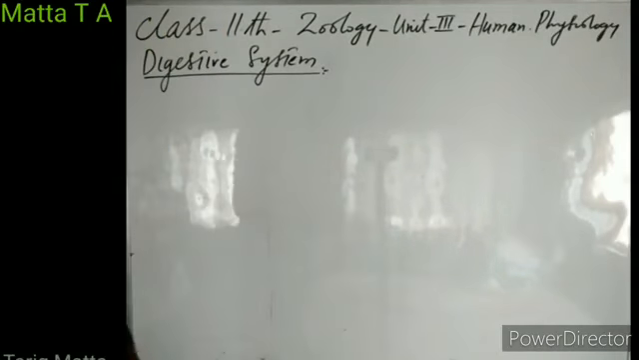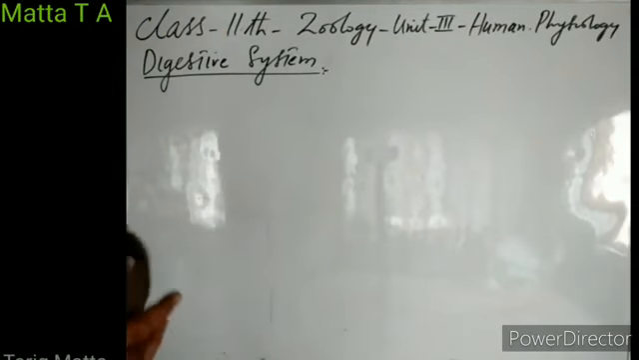So, okay, guys, today we are going to discuss our unit three. We are starting our unit three, that is human physiology. We have completed two units. Now we are starting unit three, that is human physiology. And in this unit, we are first going to discuss the digestive system.